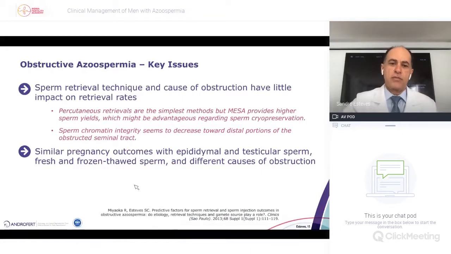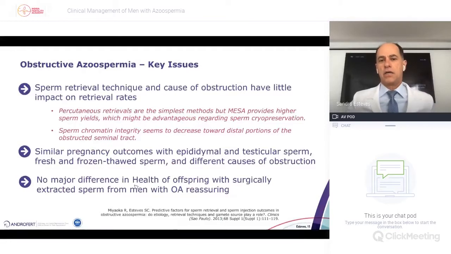So again, obstructive azoospermia is a very good condition in terms of providing our couples the opportunity to have a baby. And concerning the health of offspring, with surgically extracted sperm from men with obstructive azoospermia, results in the literature are quite reassuring. We don't see major differences in health of offspring when we compare patients with obstructive azoospermia and patients using ejaculated sperm for ICSI.